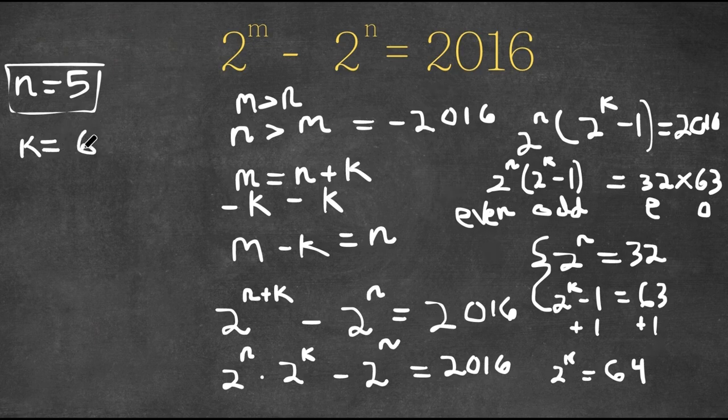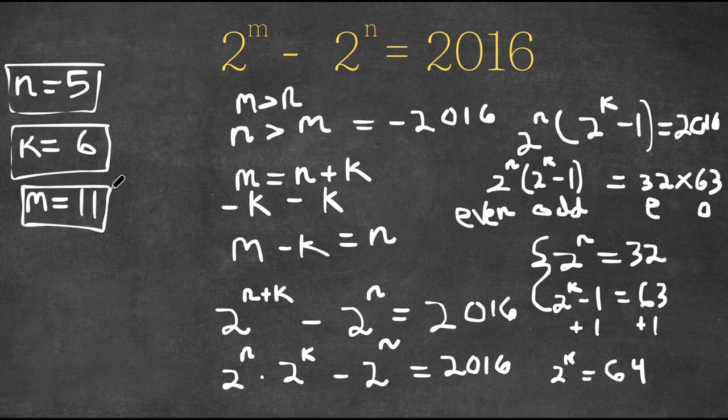So now if n is 5 and k is 6, well, we could simply plug these in. M is equal to n plus k, and n plus k is 5 plus 6, which is 11. So m is equal to 11. So now these three are our values.